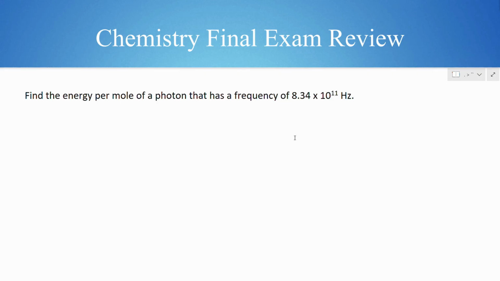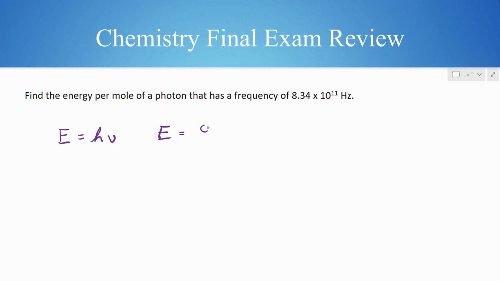Find the energy per mole of a photon that has a frequency of 8.34 times 10 to the 11 hertz. A hertz is just a unit of frequency. So energy equations go like this. So energy can be Planck's constant times the frequency.